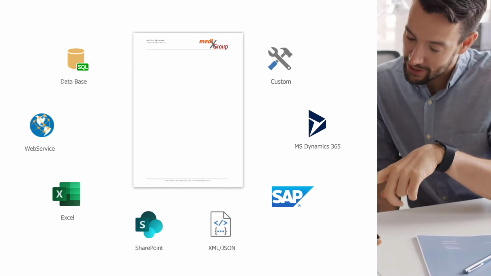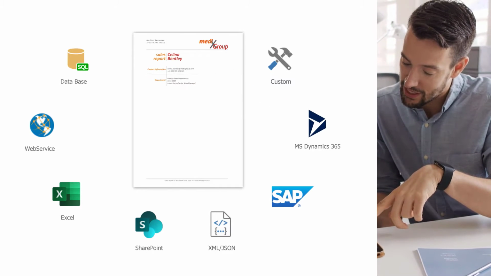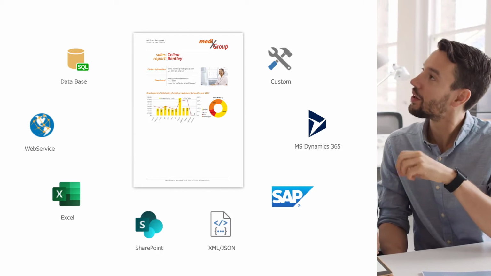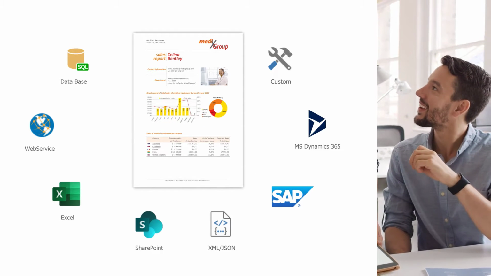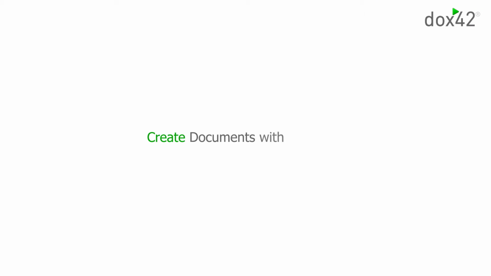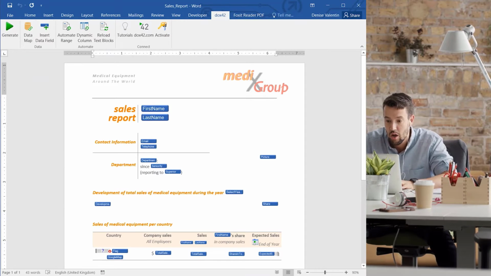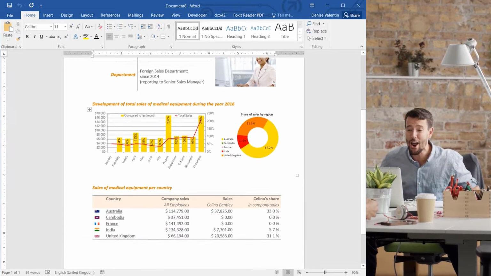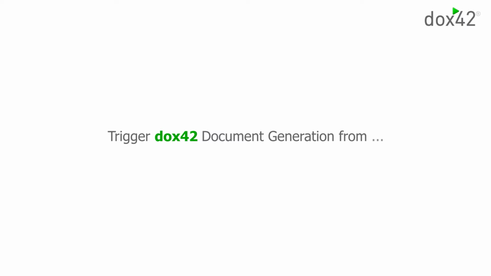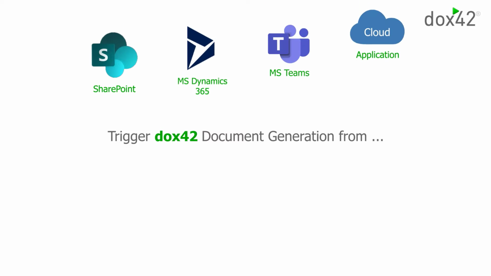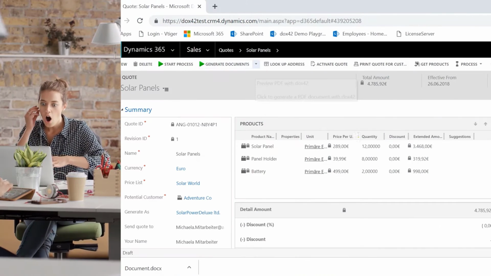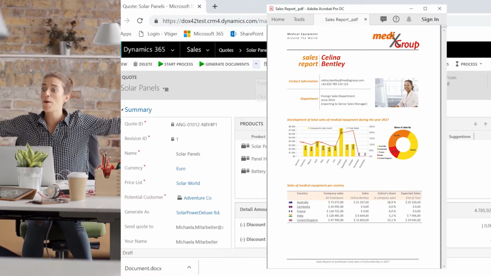Of course, all Microsoft Dynamics 365 platforms, CE, BC, Finance and Operations, SharePoint, of course, Excel, and you might have an SAP or a Salesforce system as well. It's also essential that you are able to test these documents very easily just in Microsoft Word with a plugin. You can test them with one click. And you can trigger the document generation from absolutely every platform. It's a universally usable service. Here is an example for Dynamics 365 CE.